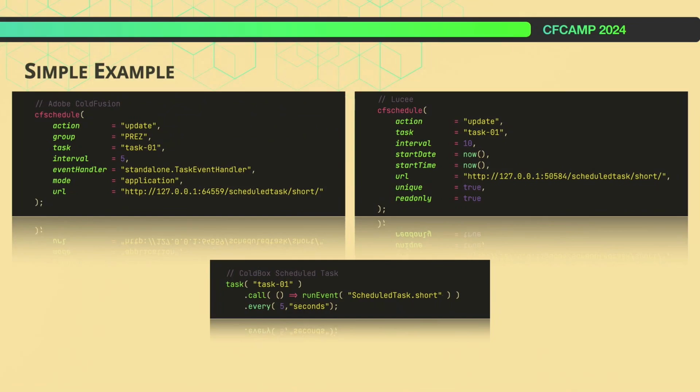And we start getting into more of the fluent expressions, right? You name a task, you give it a call expression. This is a lambda or a closure. In this case, I'm running an internal event that is completely inside of my application, no external HTTP URLs, and I say run every 5 seconds.